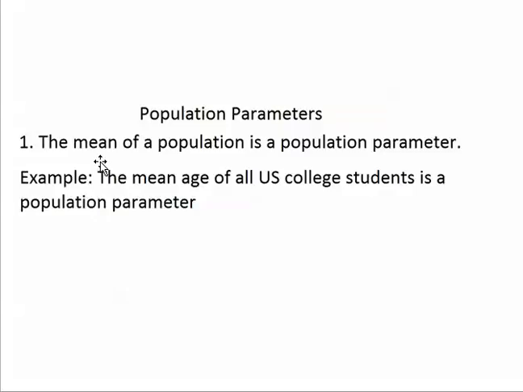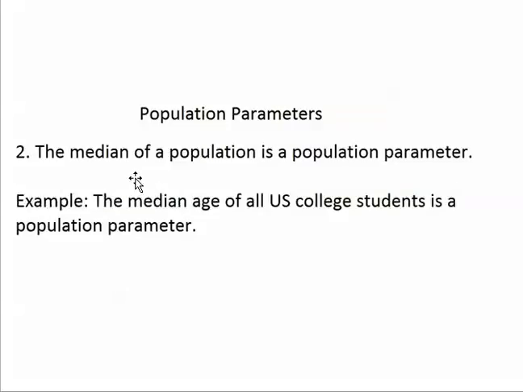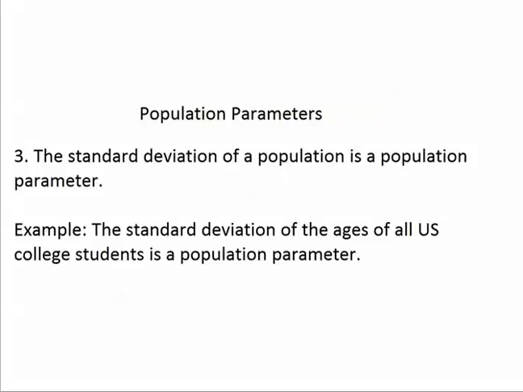Let's start by looking at some examples of population parameters. The mean of a population is a population parameter, so the mean age of all college students in the US would be a population parameter. The median of a population is also a population parameter, so if you found the median age of all college students in the US, that number would be a population parameter. The standard deviation of a population would also be a population parameter. So if you were somehow able to calculate the standard deviation of the ages of all people in the US, that number that you calculated would be a population parameter.